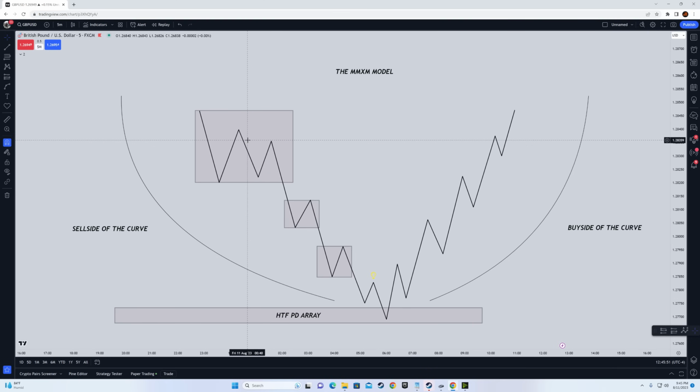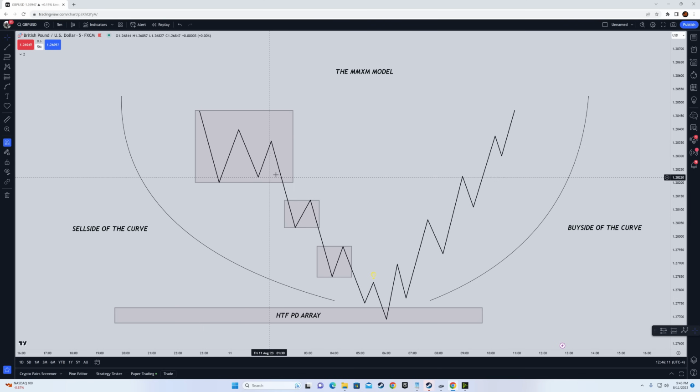So it's very simple, guys. You identify a consolidation phase, so then you have a sell side of the curve where price is going down, right, like that, into your high time frame PD array. Once price comes into your PD array, you have to identify original consolidation. You have to scout out the market maker model.